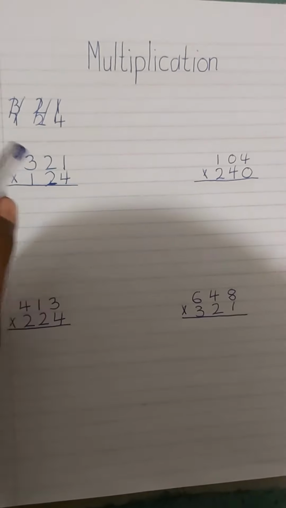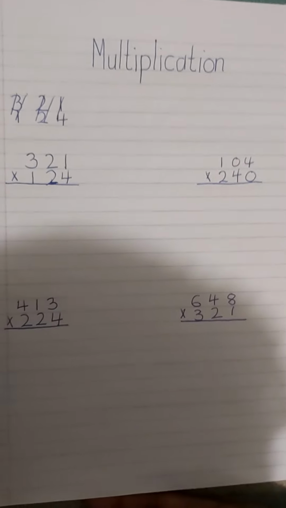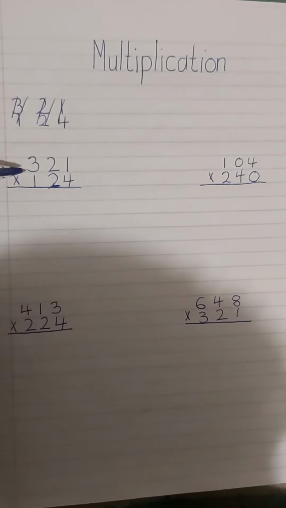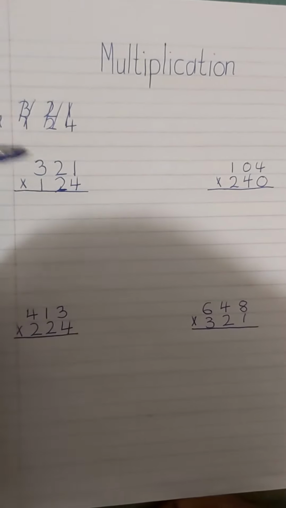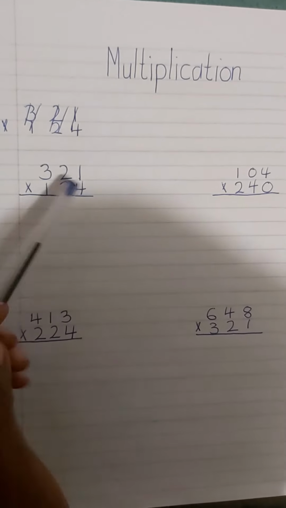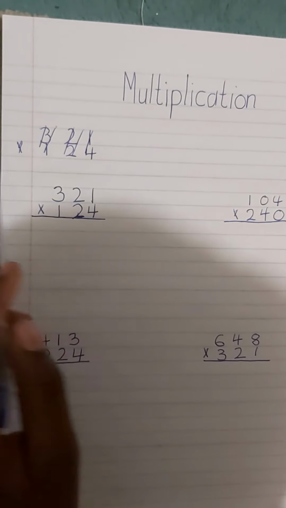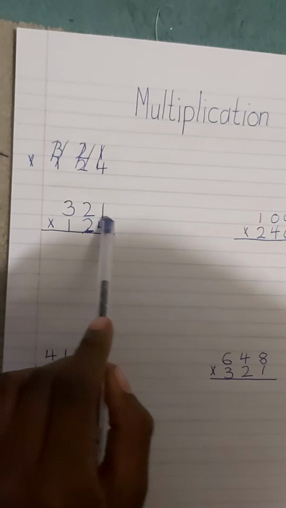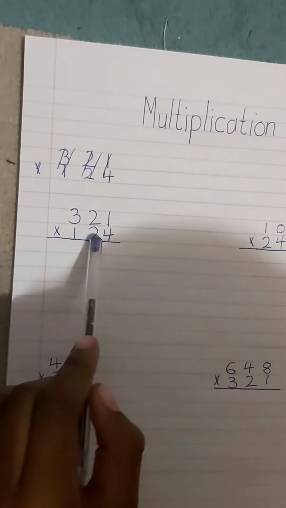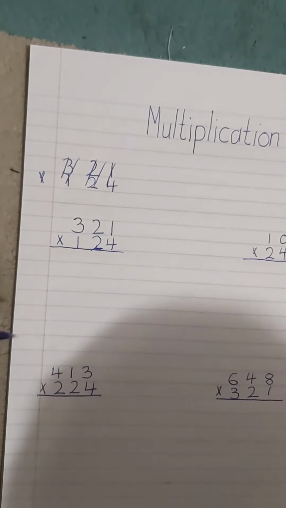Here we have 321 times 124. Remember, always when multiplying, you start at your far right. So these numbers at the bottom are going to multiply these numbers at the top. What I'm saying is this four is going to multiply this one, this two, and this three. This two is going to do the same, and this one is also going to do the same.